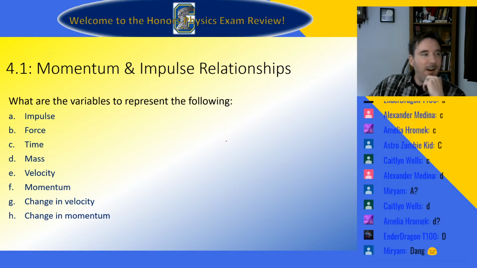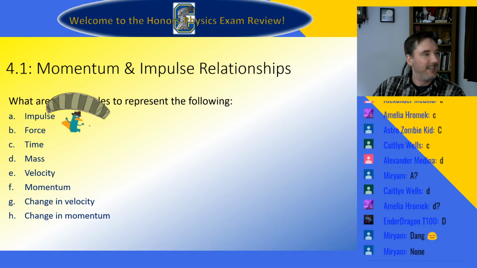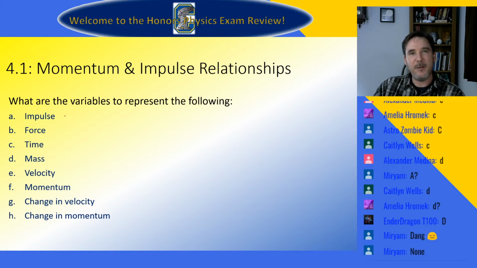Next one. What are the variables to represent the following? Well, dang it, Miriam. All right. So, what? Dang it. All right. Impulse. What would that be? Well, you know what? If I wait 15 or 18 seconds for every single one, this is going to take a while here. And so I'm just going to kind of review, and you can hopefully get this in your head before I do. So impulse is I.